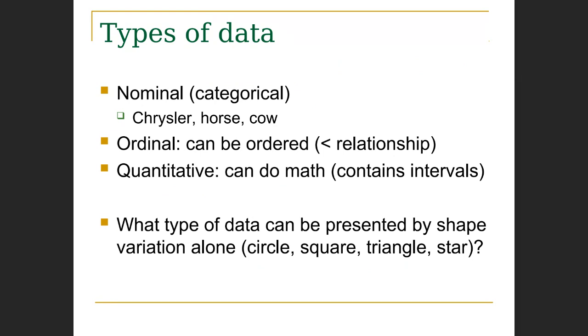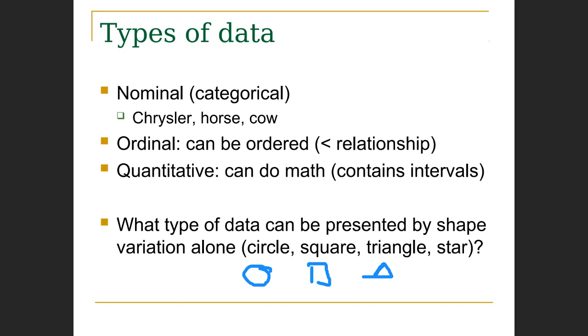The question I have here: if these were my choices, I can do a circle, a square, a triangle and a star. I cannot change color, size, or anything else. They look just like that. What kind of data would be best represented by that? Okay, categorical. That's the right answer.